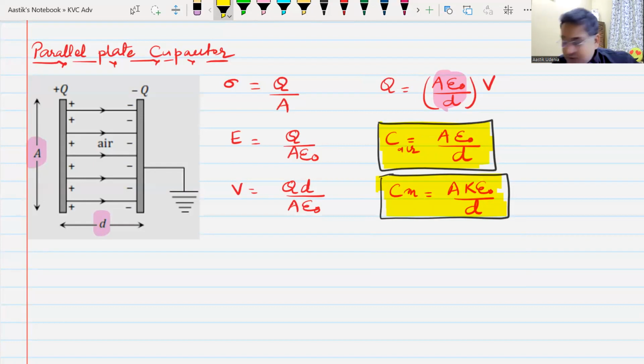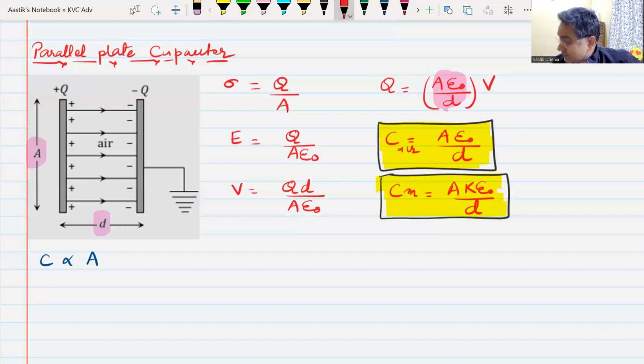Capacitance is directly proportional to area. So that means if you increase the area, capacitance will increase. If it is a square plate, it will be different. If it is a triangular plate, it will be different. If it is a rectangular plate, it will be different. So it depends on size, shape, geometry. Do you understand this? Yes, sir.